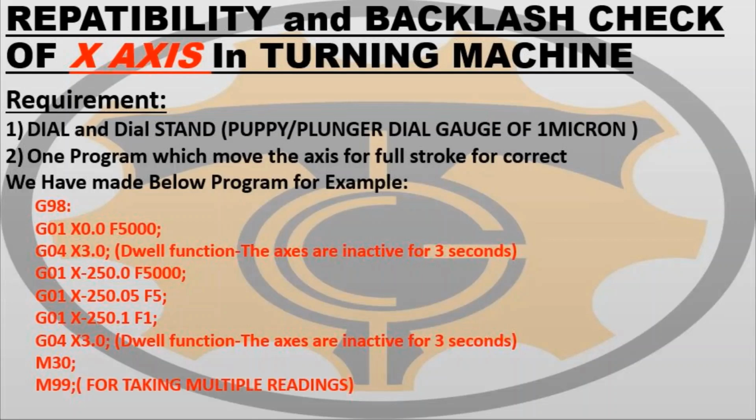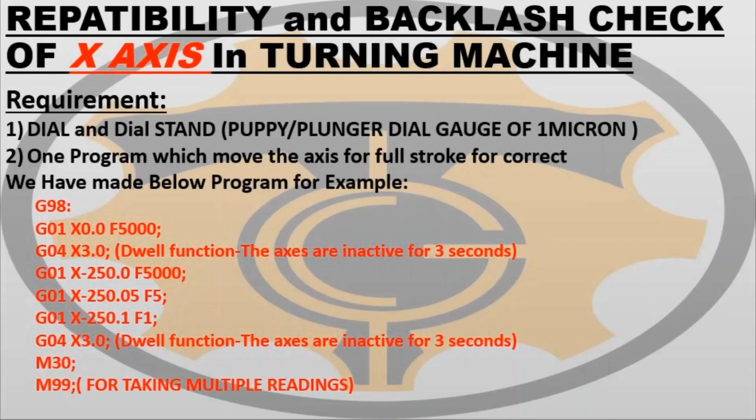In our case we are going to show you a turning machine in which we are going to check the X-axis repeatability. For checking the repeatability, we need only a dial and a dial stand. The dial should be a plunger type, of 1 micron depending upon availability, and one program to check the axis repeatability. So for example, we have made one program below.